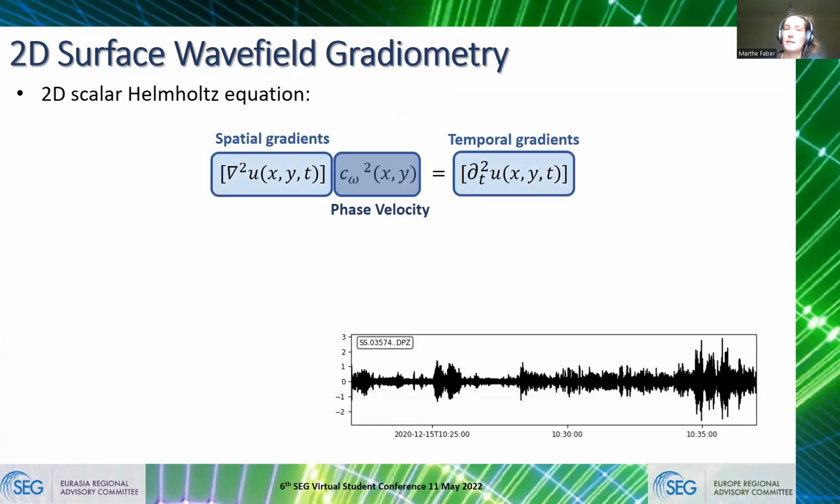In this equation, the spatial wave-field gradients are related to the temporal gradients by the phase velocity, which we want to recover. But when we are in the field, we can't measure those respective gradients directly. We can only measure the wave field itself. So the idea is to compute the gradients discretely from a recorded wave field.